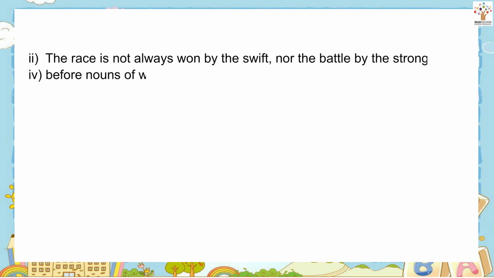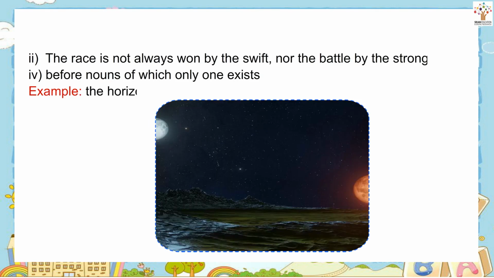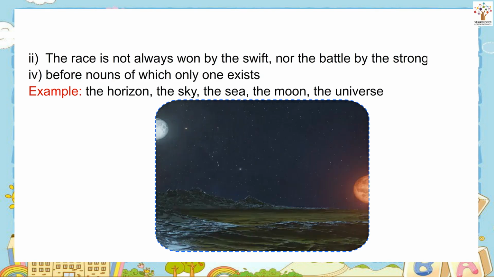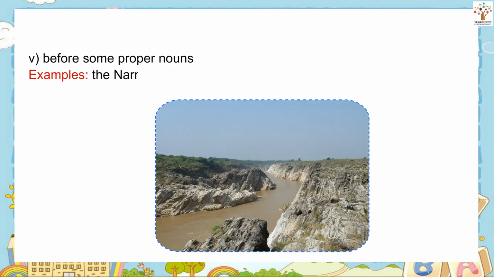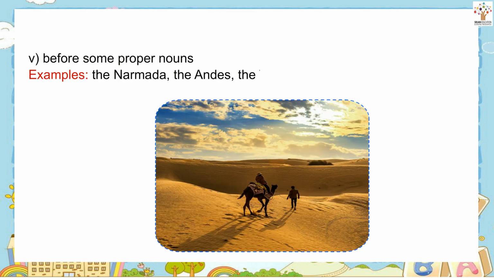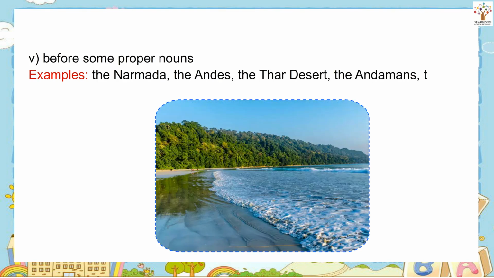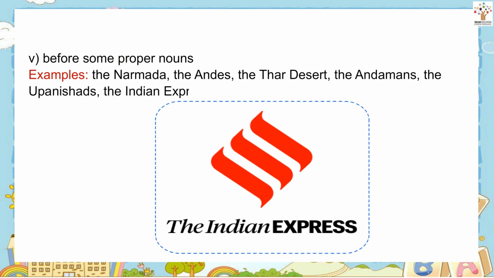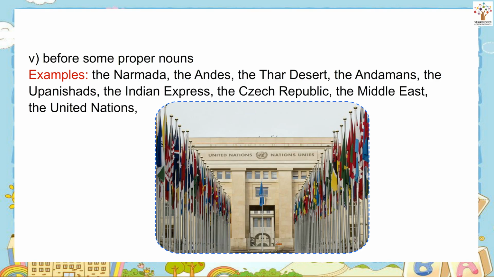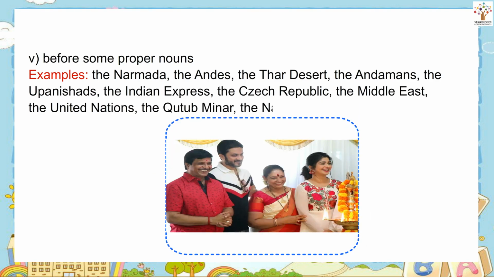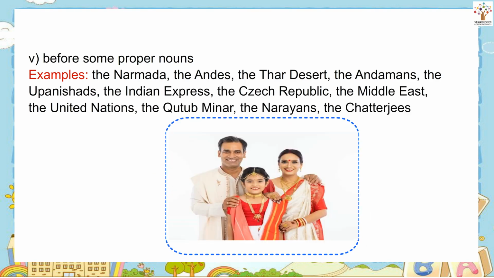Before nouns of which only one exists. Example: the horizon, the sky, the sea, the moon, the universe. Before some proper nouns. Examples: the Narmada, the Andes, the Thar Desert, the Andamans, the Upanishads, the Indian Express, the Czech Republic, the Middle East, the United Nations, the Qutub Minar, the Narayans, the Chatterjees.